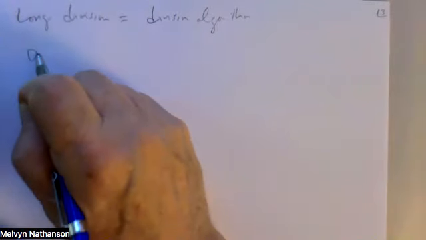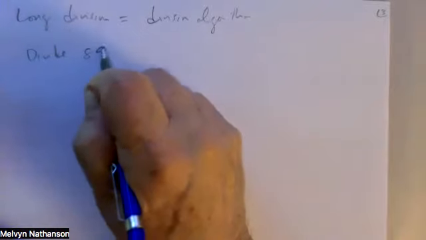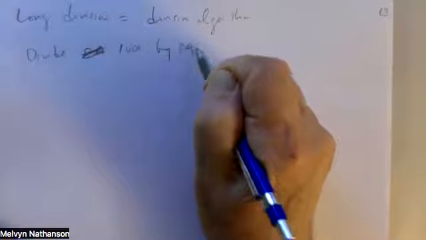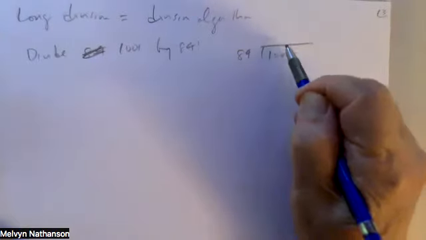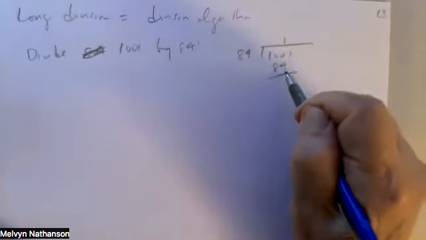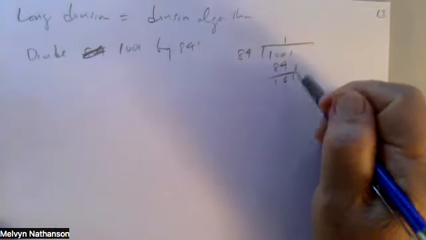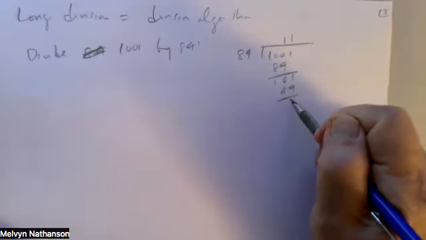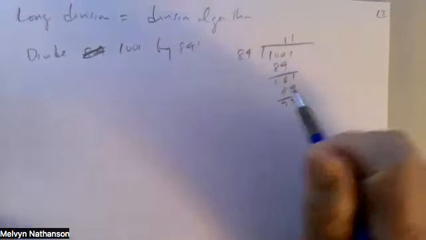So if you want to divide 1001 by 84, this is what you should have learned in elementary school. 84 into 1001 goes once, 84, 161. 84 goes into this just one time, I guess, 84. 161 take away 84 is 77.